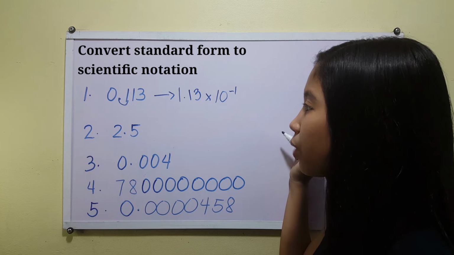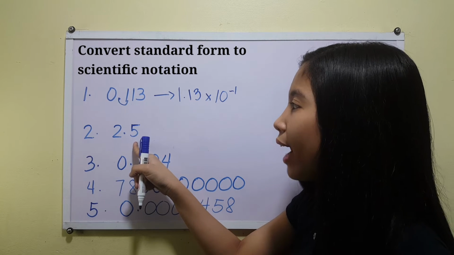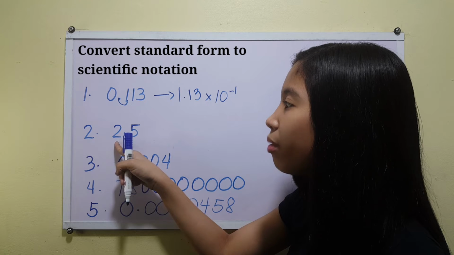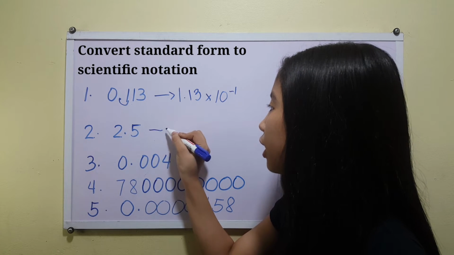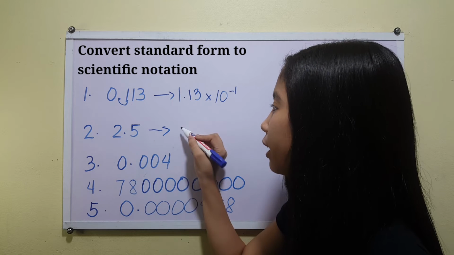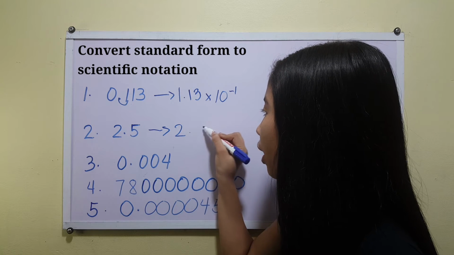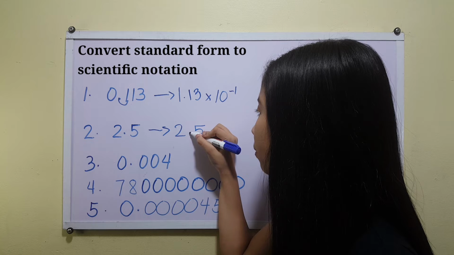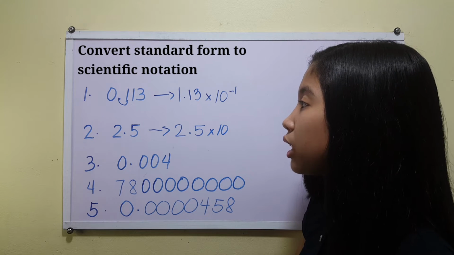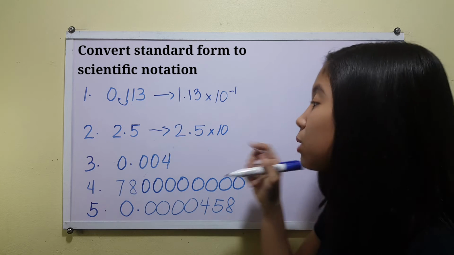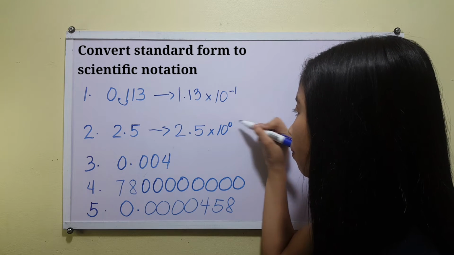Next, we have 2.5. As you can see, there's only one remaining digit to the left of the decimal point. So for our scientific notation, all we have to do is copy the number: 2.5 times 10 to the power of. Since we did not move our decimal point, our exponent will be 0.